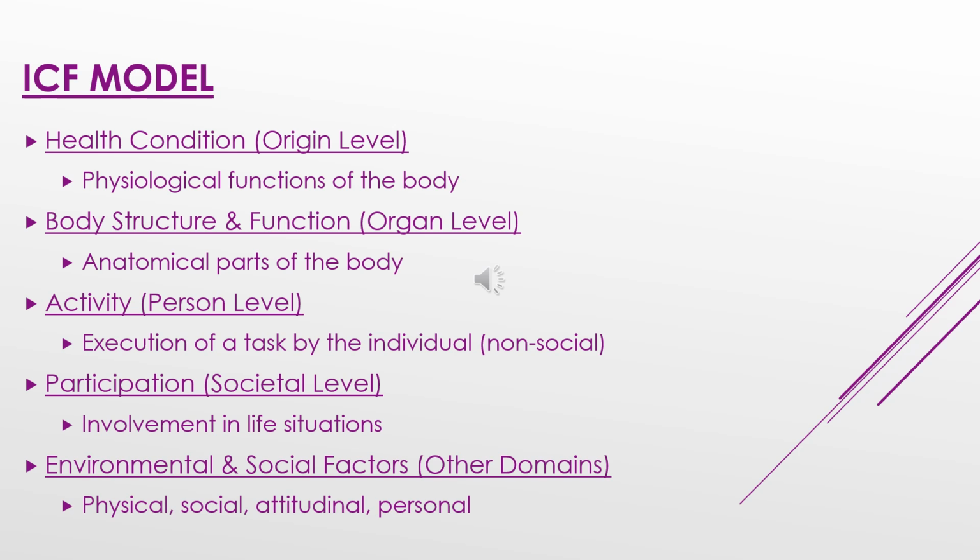So what tasks can they execute as opposed to what tasks can't they execute? The participation at the societal level. So what is their involvement in life situations and scenarios? If you think of this as an athlete or a physically active person, what activity level are they at? So the individual societal level is based on the patient's society and what they normally are doing. And then finally, the environmental and social factors included in the other domains. So physical, social, attitudinal, personal. All things that will also impact the total care of the individual patient.